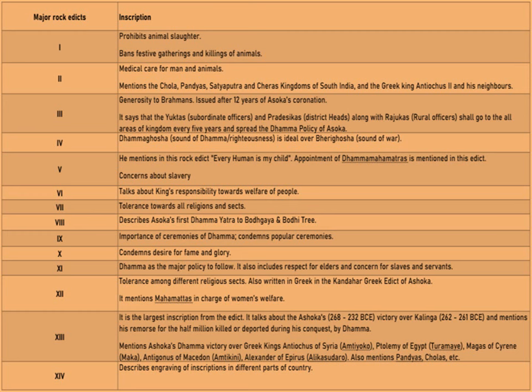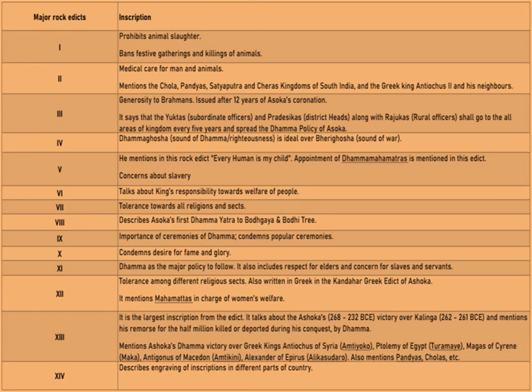Rock Edict number 6 talks about the king's responsibility towards the welfare of people. Number 7 talks about tolerance towards all religions and sects. Number 8 describes Ashok's first Dhamma Yatra to Bodh Gaya and the Bodhi tree. Number 9 gives importance to ceremonies of Dhamma, condemns popular lavish ritualistic ceremonies. Number 10 condemns the desire for fame and glory and puts the welfare of people above all. Number 11, Dhamma as a major policy to follow. It also includes respect for elders and concern for slaves and servants.